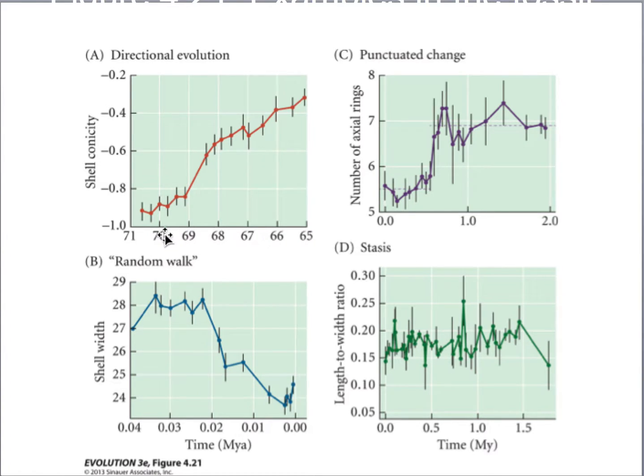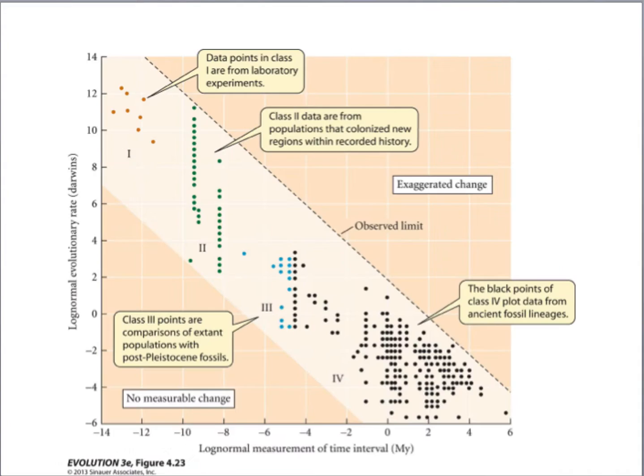I just talked to you about directional evolution. This is the conical shape of shells. We talked about the teeth, and we talked about horses in body size being directional, all getting bigger, for instance. What we actually see in the fossil record more often than not is random change, up, down, back up again, and a lot of stasis, no change. So we see B and D here, random and stasis, more often than we see A or C, but we do have examples of all 4 of those things occurring.